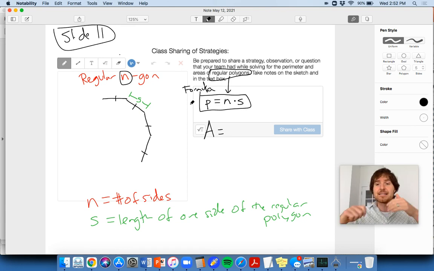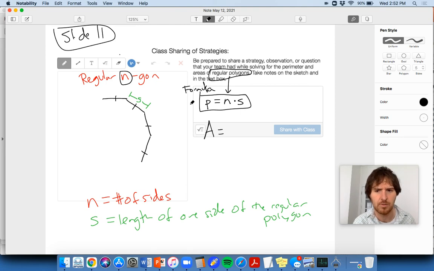Perimeter is defined as the sum of the lengths of the sides of a polygon, okay? We know because it would be given to us that it's regular, all the side lengths are the same. So all the side lengths are the same, take the length of one side, multiply by the number of sides, boom, proven for you.